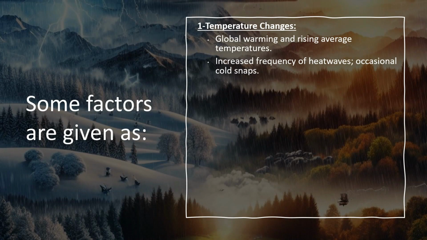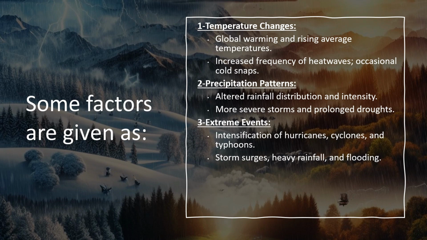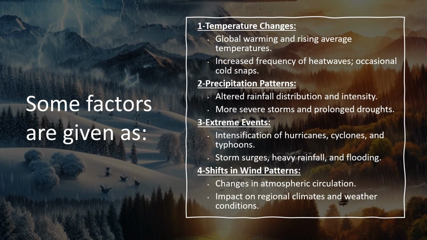Some factors are given as: 1. Temperature changes. Global warming and rising average temperatures. Increased frequency of heat waves, occasional cold snaps. 2. Precipitation patterns. Altered rainfall distribution and intensity. More severe storms and prolonged droughts. 3. Extreme events. Intensification of hurricanes, cyclones, and typhoons. Storm surges, heavy rainfall, and flooding.